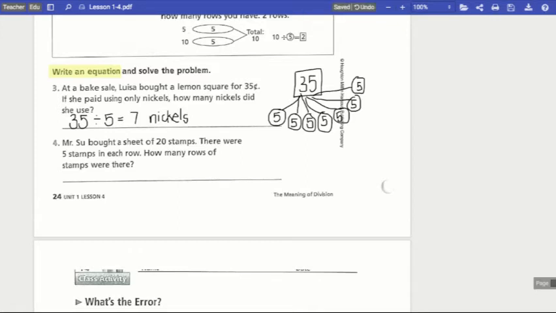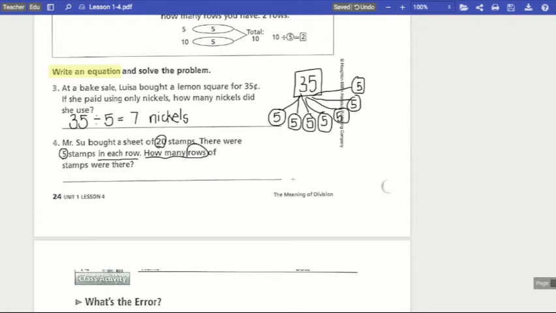Let's practice this again for number four. Mr. Sue bought a sheet of 20 stamps. There were 5 stamps in each row. How many rows of stamps were there? Go ahead and reread that problem in your brain, and I'm going to read along with you in my brain. Mr. Sue bought a sheet of 20 stamps. There were 5 stamps in each row. How many rows of stamps were there?